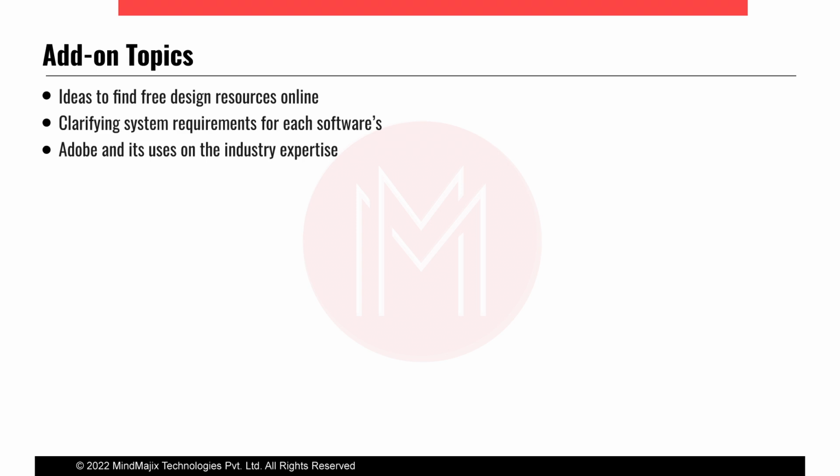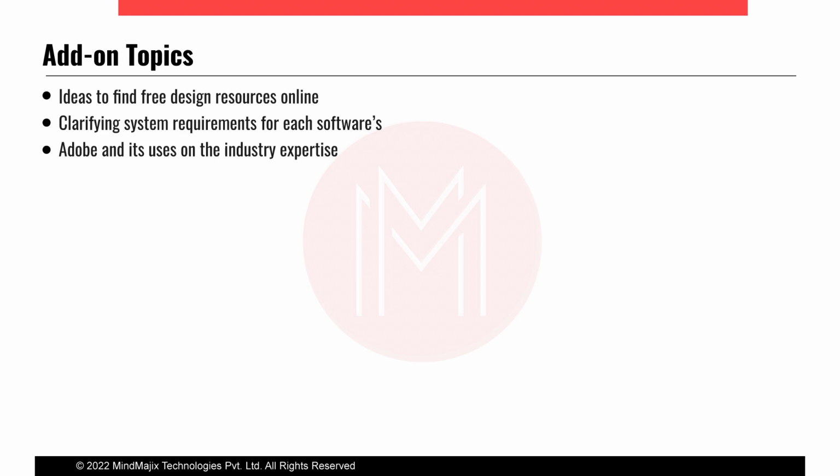Okay, and the next one is add-on topics, such as ideas to find free design sources online. See, there are multiple sources available online, such as Freepik. Behance is only inspiration. There are not many ideas, software, or files provided there. But in Freepik, you will get all sorts of design files. It's called Freepik, with vector graphics and images.